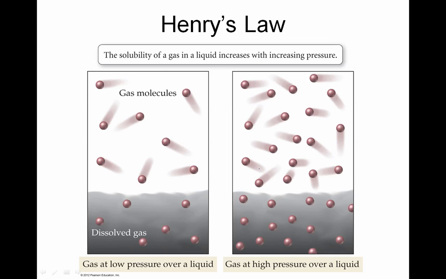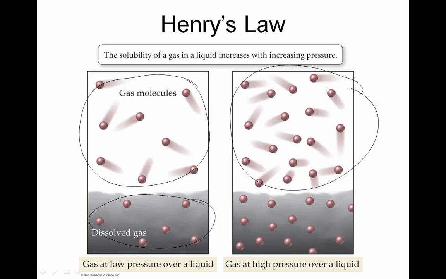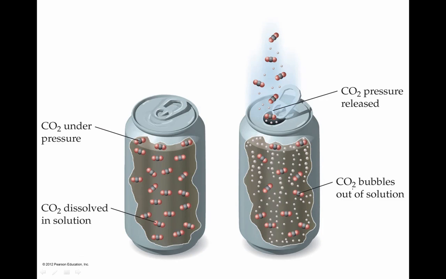So if you look at our example on the left, this is low pressure, so notice there aren't nearly as many gas molecules above the liquid, so that means there are not as many gas molecules in the liquid. Whereas the one on the right, there's a whole bunch of gas molecules above the liquid, and so there's a whole bunch of gas molecules below the liquid. So that's Henry's law. Increase gas molecules outside of liquid, increase the pressure, that increases the amount of gas inside the liquid. So why this matters is bottling soft drinks.